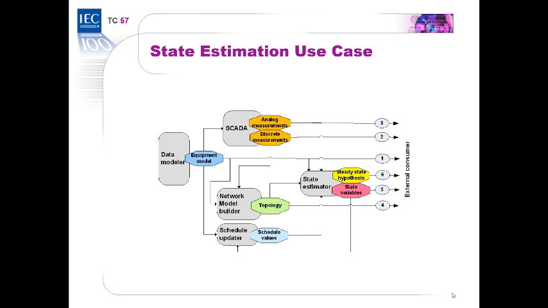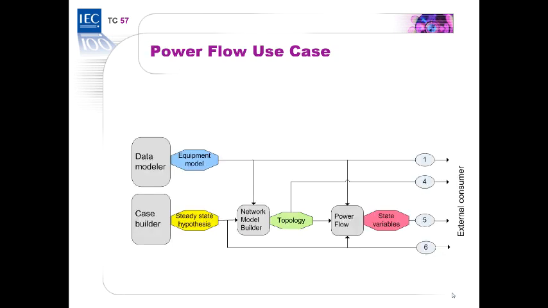So you can see the topology and the state variable boxes, they are outputs from the network model builder and the state estimator, and the state estimator also produces the steady state hypothesis. The steady state hypothesis is then used as an input to the power flow, and not only the power flow, because you have many different kinds of power flow applications in the system. You have contingency analysis, you have short circuit calculations, you have lots of things there. So that's the starting point together with the equipment model, and then on the way the results are being produced by the network model builder and the power flow calculation itself.